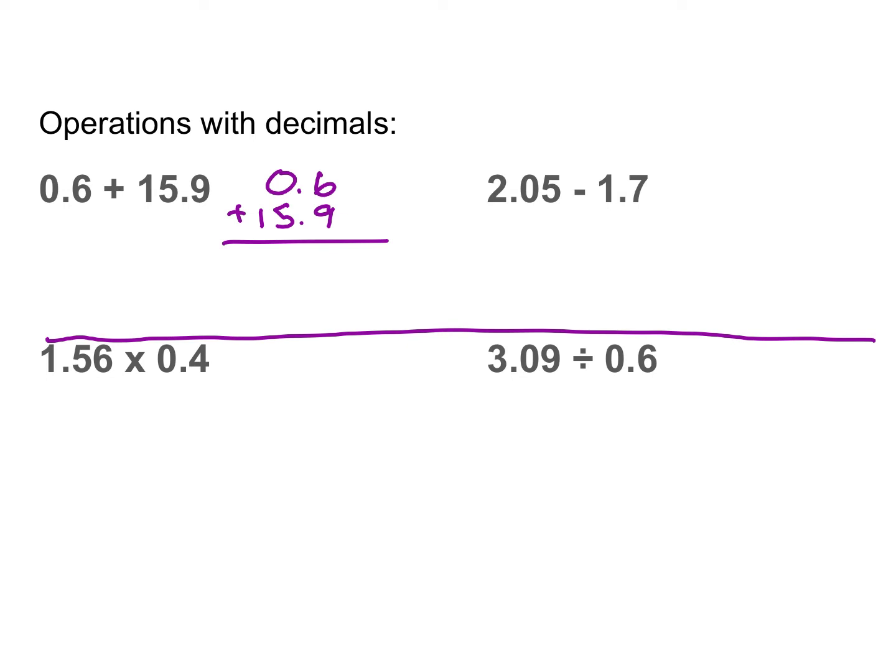So I'm just going to say 6 plus 9 is 15. 1 plus 5 is 6. And 1 plus nothing is 1. Put that decimal point right down where it would fit because I've lined them up. So it will be right there in that row.